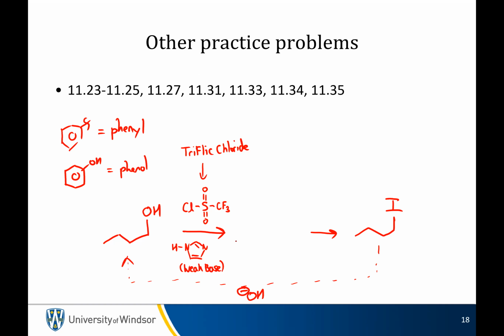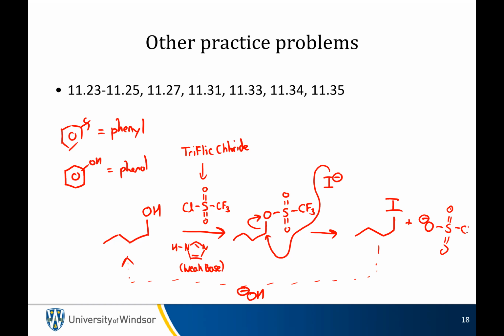I'm going to leave the mechanism of how we go to the intermediate to you. It's not tricky. I'm leaving it because we're basically out of time. But now let's think about what's happening here. So OH is a bad leaving group. It's reactive. But I like the look of that leaving group.